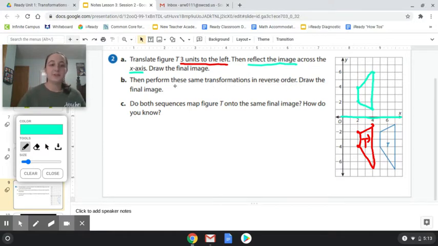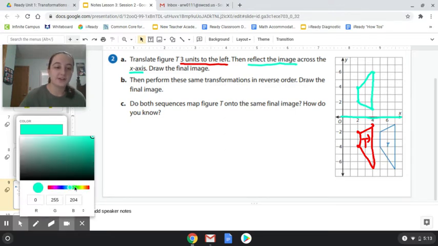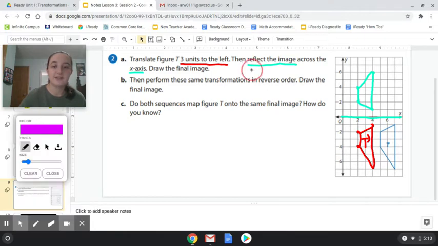Now we're going to perform these same transformations but in reverse order to draw our final image. So we will start this time by reflecting the image along the x-axis. So this time we start with this one. So we start here for this point is the same distance. This one's 2 away, so it's also 2 away here. 4 away, so 4 away here. And then 7 away, so 7 away here. Then we connect these two.